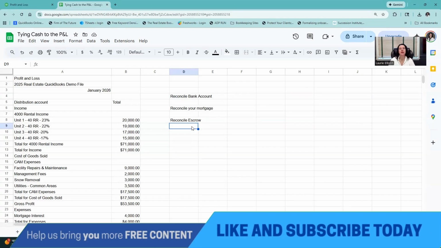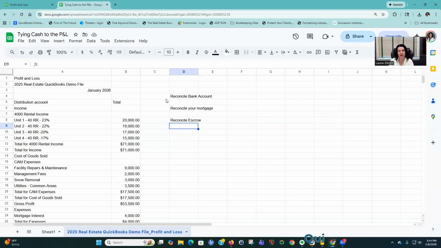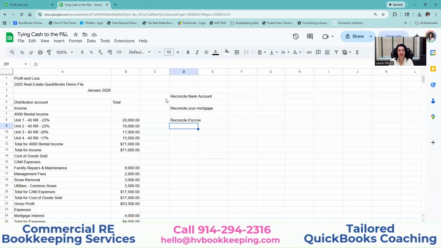Remember, it's your money. So make sure when you're going to try my system of figuring out your cash flow, that you've already reconciled your bank, multiple banks, your credit cards, if you have one, your mortgage, and your escrow account. And then you could follow this system.